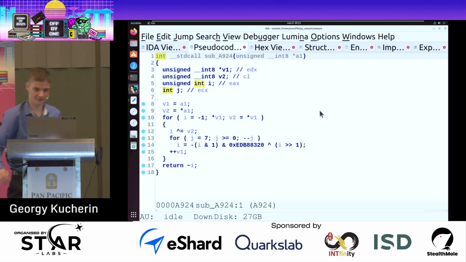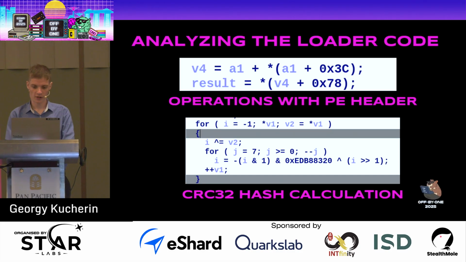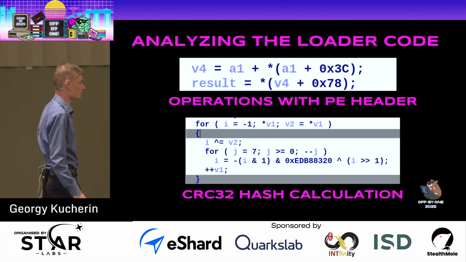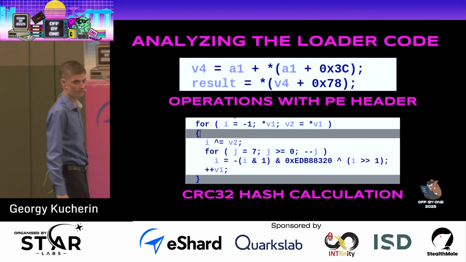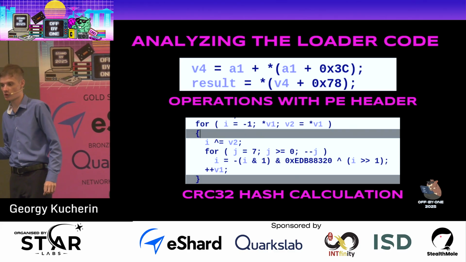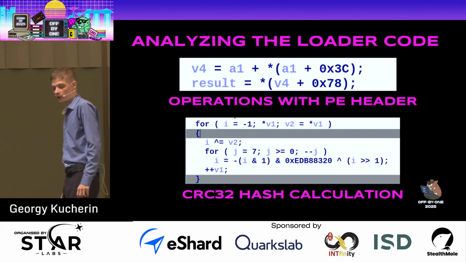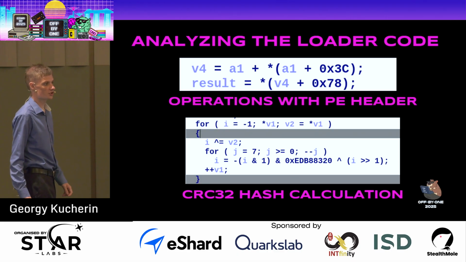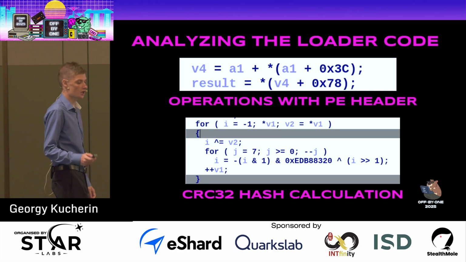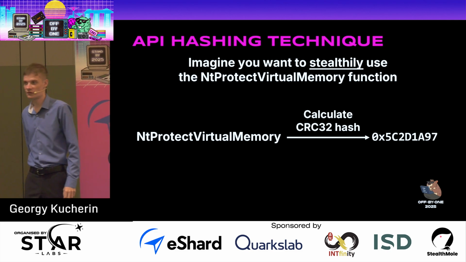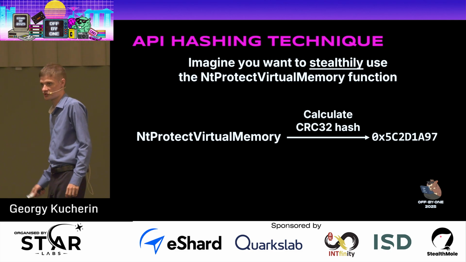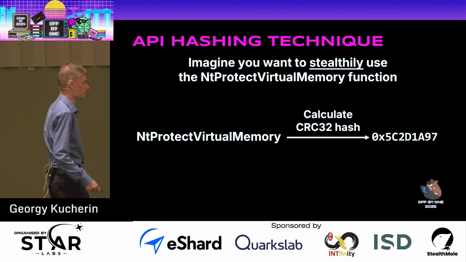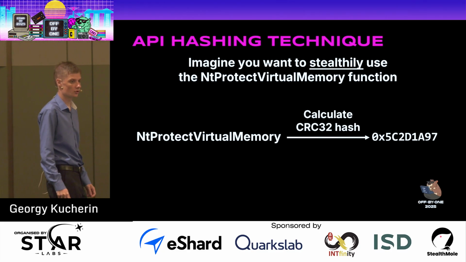So, what we see is some manipulations with the PE header, as well as calculation of hashes. If you're familiar a bit with malware research, then you'll recognize that by doing these actions, the malware implements a technique called API hashing. It's a defense evasion technique that allows you to stealthily call Windows API functions without explicitly mentioning their name in the code.